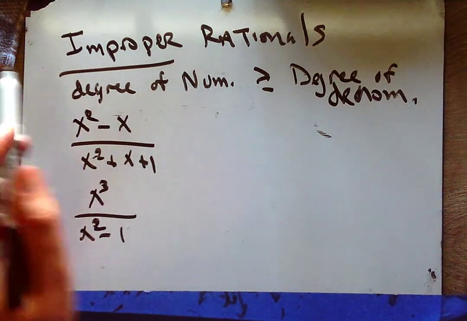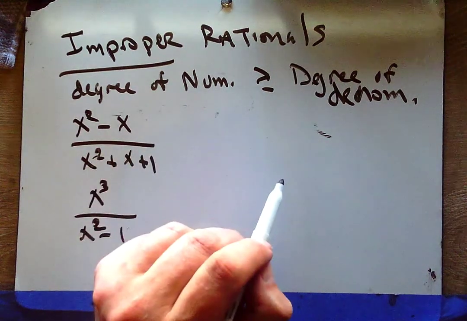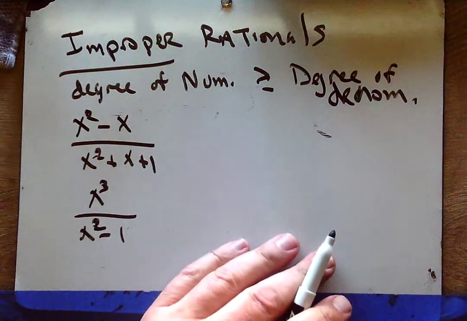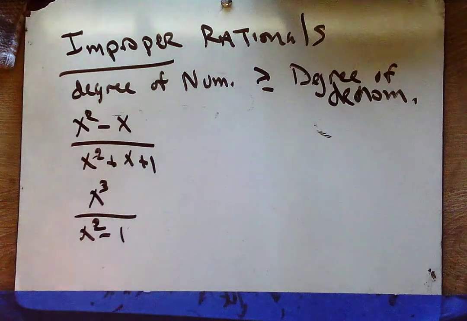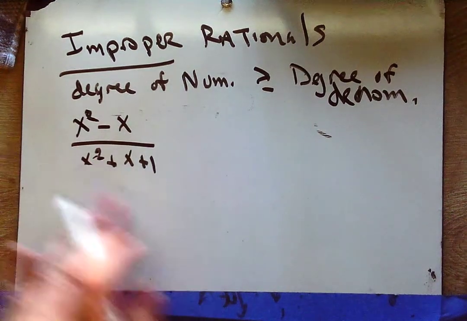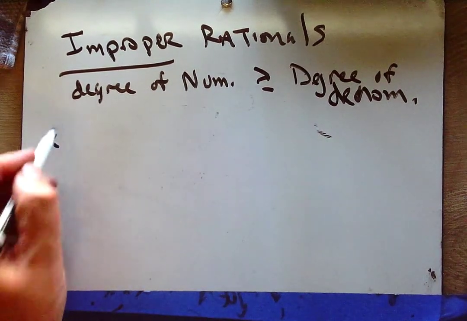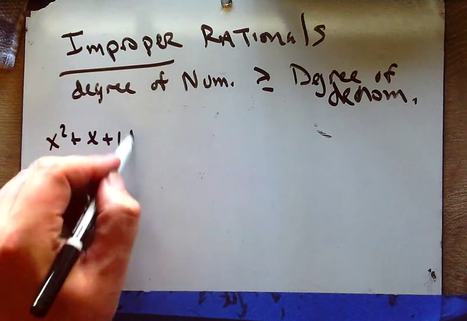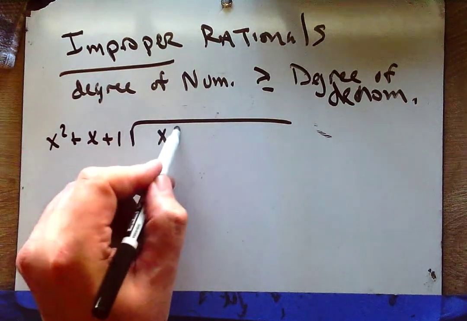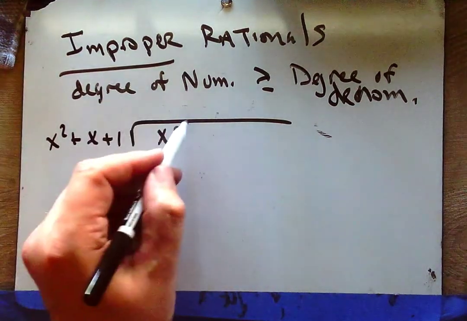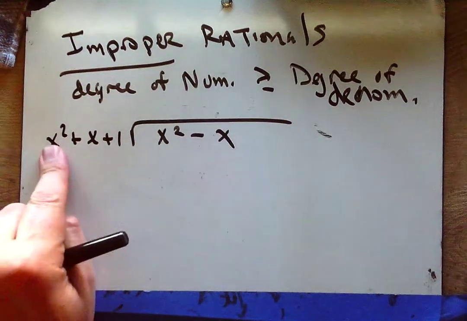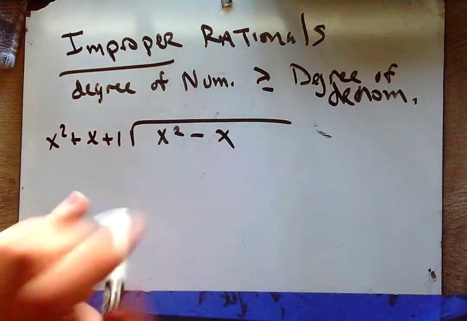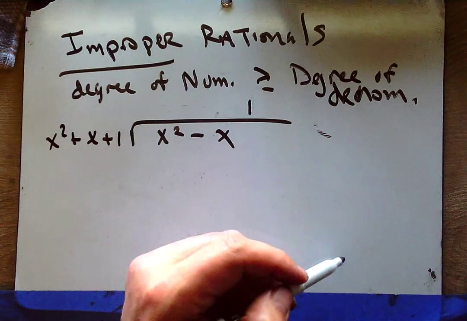So what we're going to do is long division. No, really, we're going to use long division. Here's how long division works in this situation. I'm going to take that x squared plus x plus 1, and I'm going to divide it into x squared minus x. What do I multiply this by to turn it into that? No worries, that's just a 1.